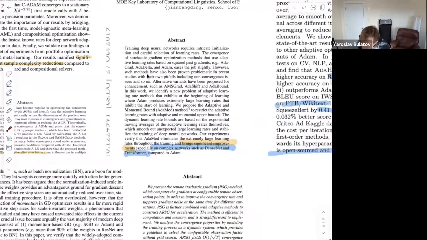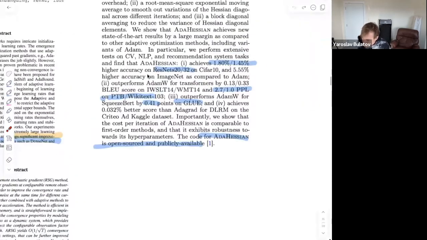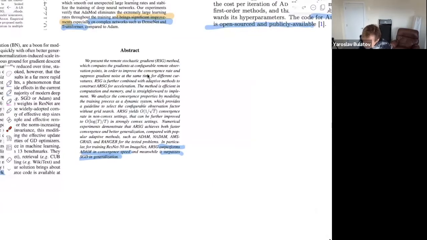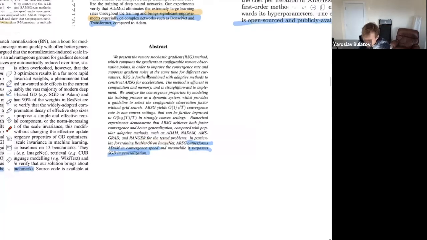Here's an interesting one. This method brings significant improvements, especially on complex networks such as DenseNet. So it already is pretty good, but then if you're using complex networks, it's really good. So that sounds promising. Here's a method where they just did a whole bunch of evaluations and put it in the abstract, so it sounds like they're really thorough about their method. Here's a method which outperforms Adam in convergence speed and surpasses SGD in generalization. So it's like the best of both worlds. It's both faster and it generalizes better.